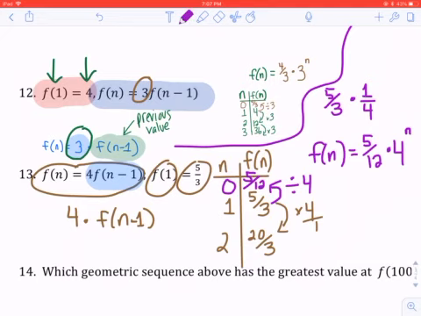So there you go, guys. That's how you can get from a recursive formula to an explicit formula. Again, you guys have the tools to do this. You've been doing some great work over the past couple weeks. All we're doing is we're taking these pieces and we're putting them together. Hope this helps.